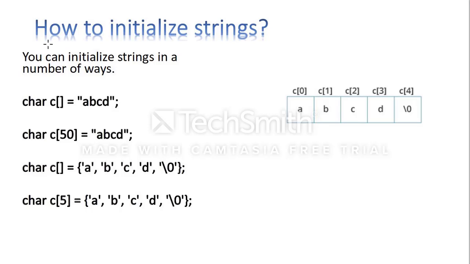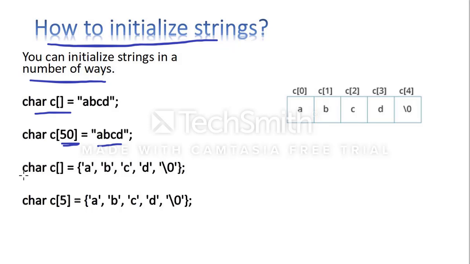Next, how to initialize strings. Here we have different ways to initialize or declare strings, depending on your situation. I can declare the string like char c[] = "ABCD", which means it will take the length based on your string. Otherwise char c[50], what is the length of the string here? Maximum 50, but you can give ABCD, 4 characters.